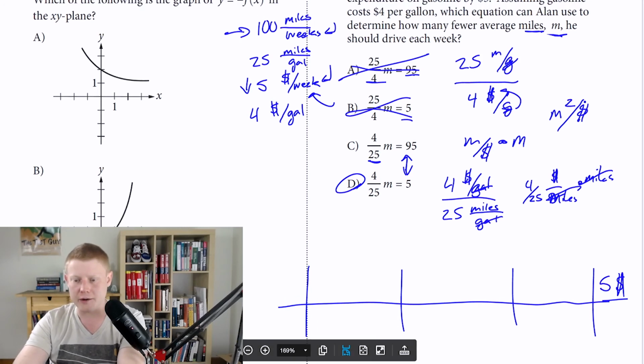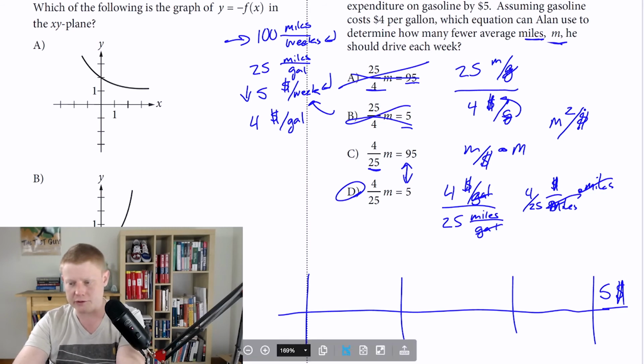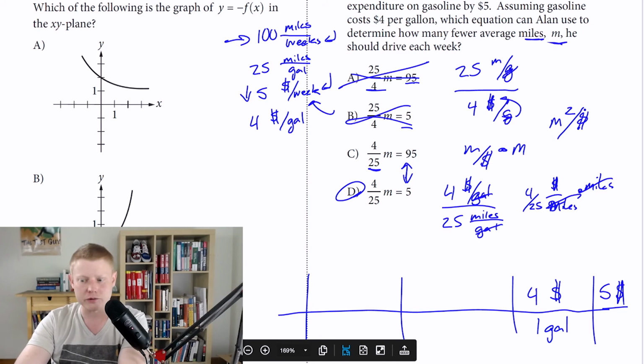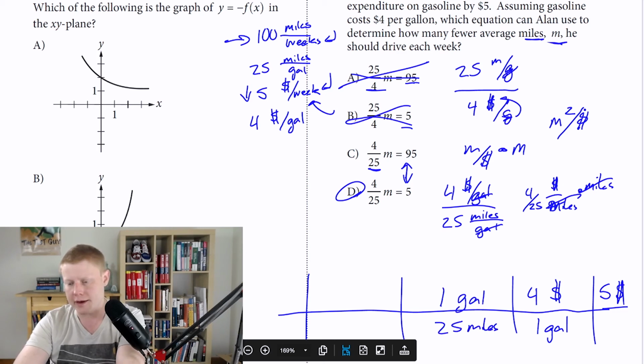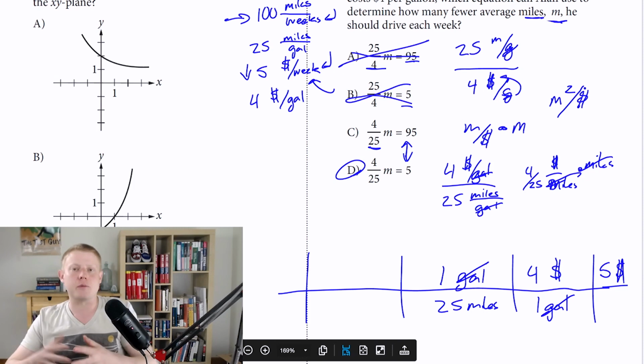So to get $5, I need to have $5 in the top in the preceding one. So that means it's got to be $4 here, and then 1 gallon here. So I'm kind of doing it backwards. So now I want the gallon to be on top so I can cancel it. 1 gallon, 25 miles. And that allows me to cancel gallons. And see, that's how I got my 4 over 25 times the number of miles is equal to 5. Actually, I made one too many brackets. I didn't count right. But that's not a bad way to do it either.